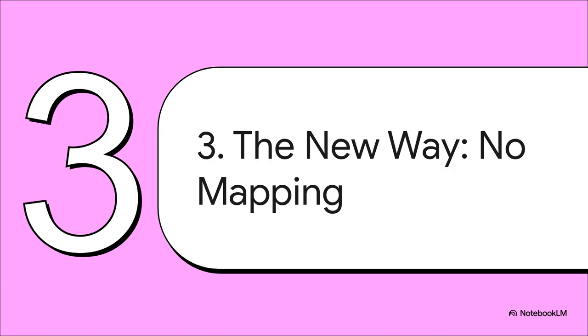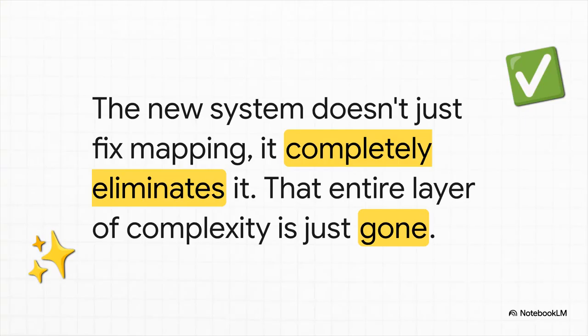So after laying out all those problems, you might think the solution was to make mapping a little bit better. But no, the solution they came up with was way more radical and, frankly, a lot more elegant. What was the solution? Simple. They got rid of it. The entire mapping system, just gone. That whole extra layer of complexity, that separate handwritten address book we talked about, poof, it doesn't exist anymore.